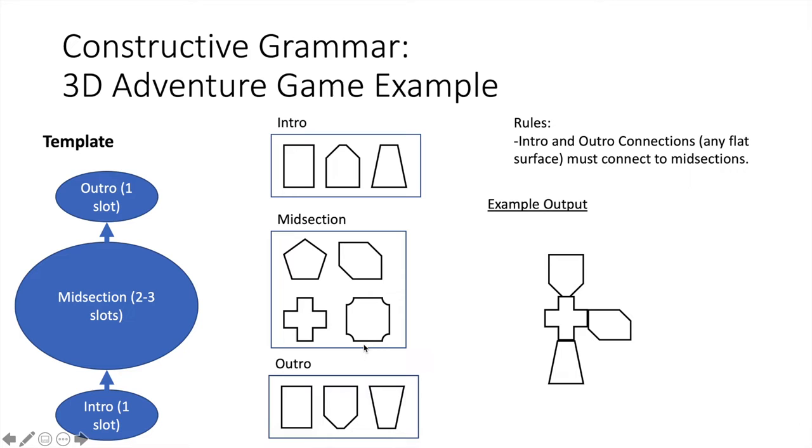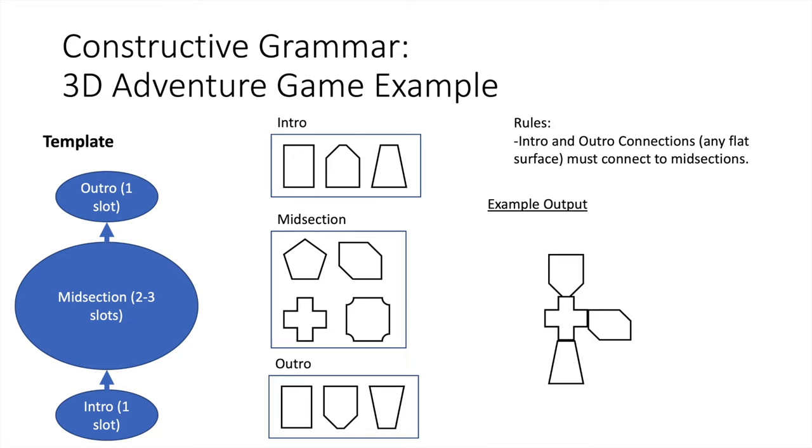Here's one possible example output from here. We have an intro piece, this one right here. We have two midsection pieces, and we have an outro piece. So this doesn't look terrible. It's not great. We have a weird dead end over here, but it's not bad. Let's take a look at another output with these same rules, the same setup.